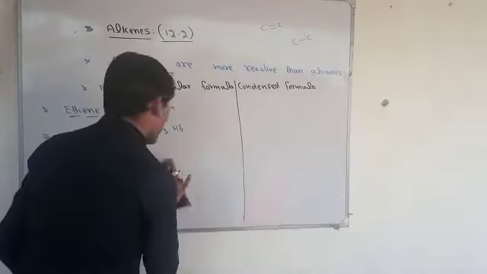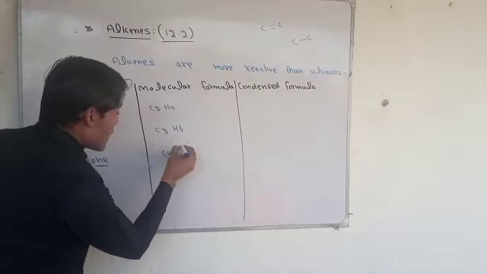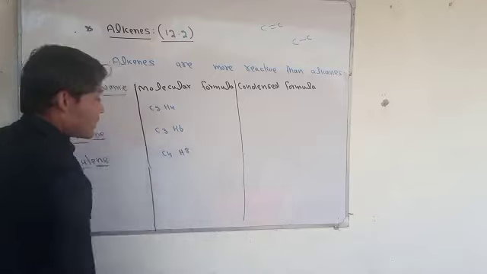So what is the formula for butene? We can write here butene, that is basically C4, and H8 as well.